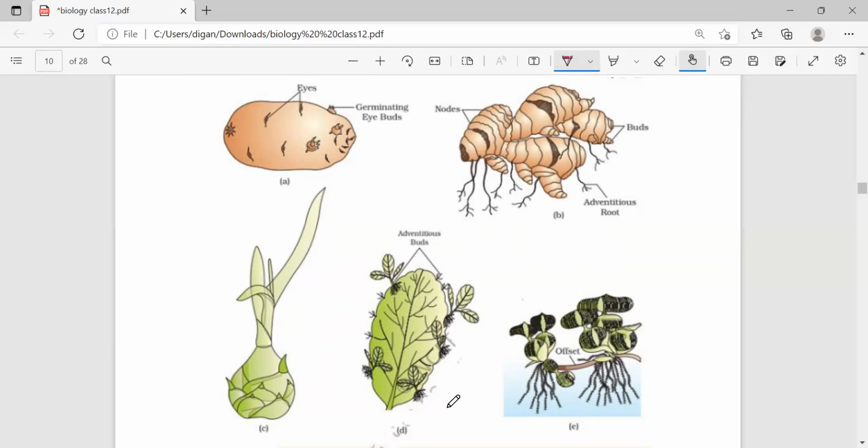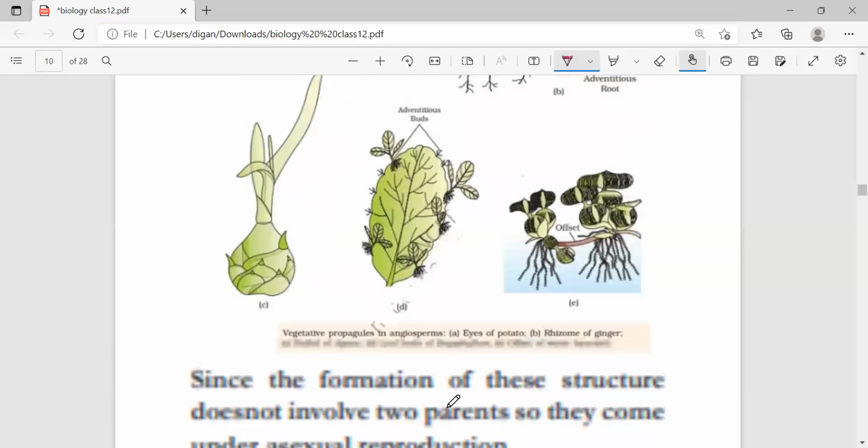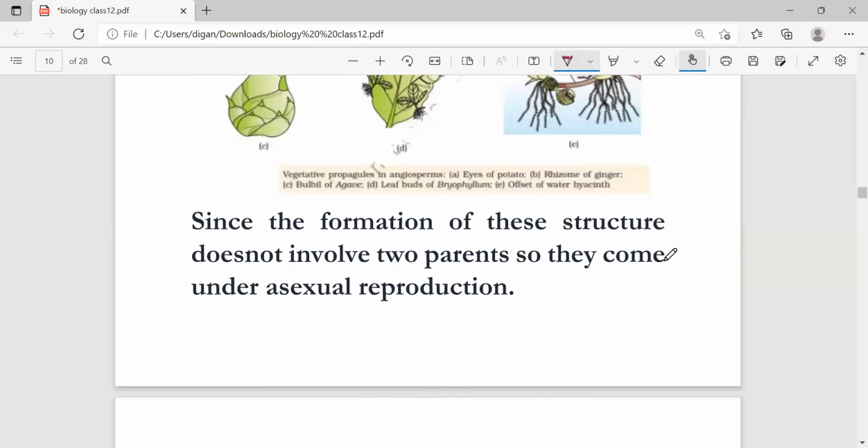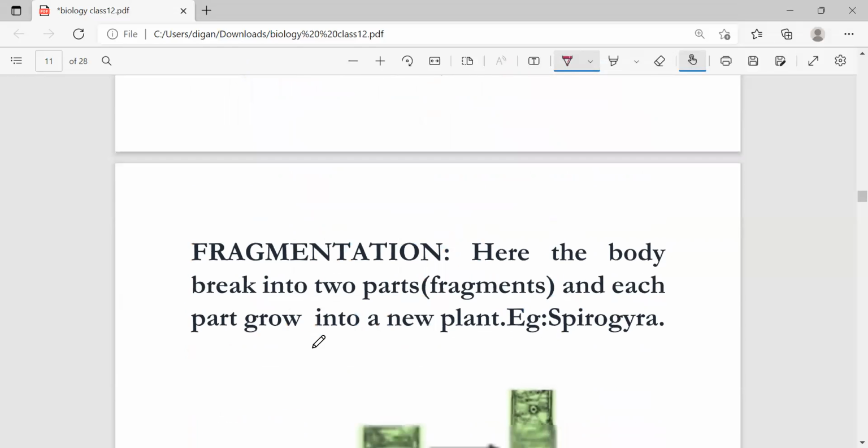So these are the examples of vegetative reproduction. Since the formation of this structure does not involve two parents, they come under asexual reproduction. So if a question comes, why is vegetative reproduction called asexual reproduction, then you have to write: in vegetative reproduction, no involvement of two parents takes place. That's why it comes under asexual reproduction.